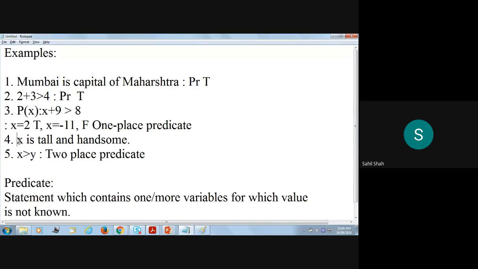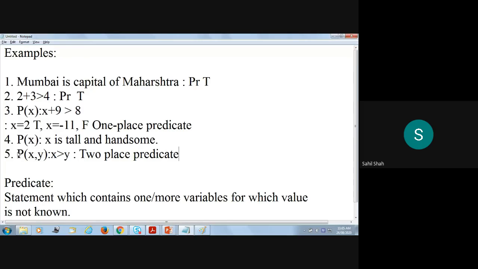How to denote this? You will have P, but not only P, you may use any capital letter. P of x denotes a predicate: x is tall and handsome. I am going to assume some value for x so that my statement will become either true or false. Here we have two variables, so it will be a two-place predicate. P of x comma y denotes the statement x is greater than y.